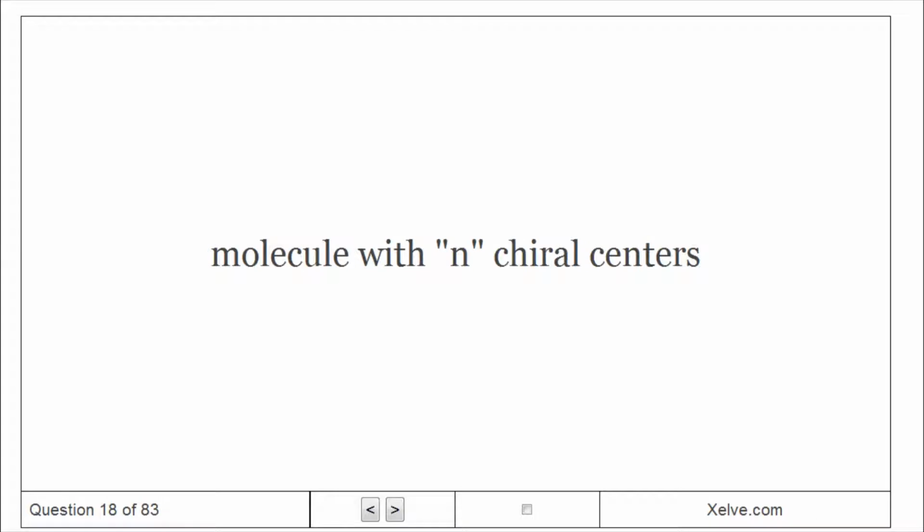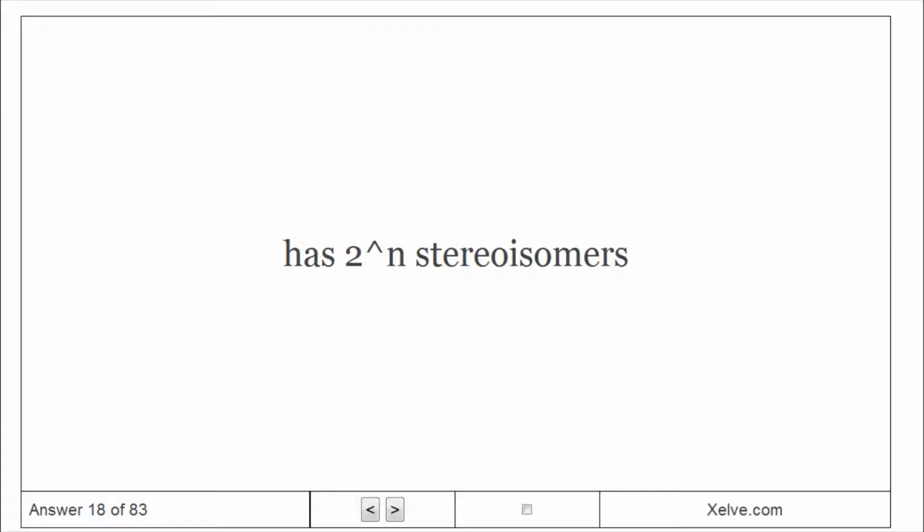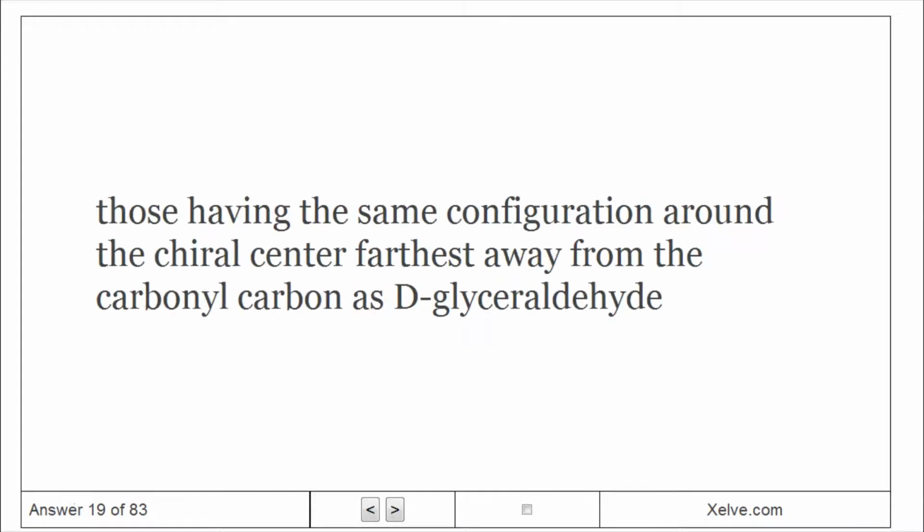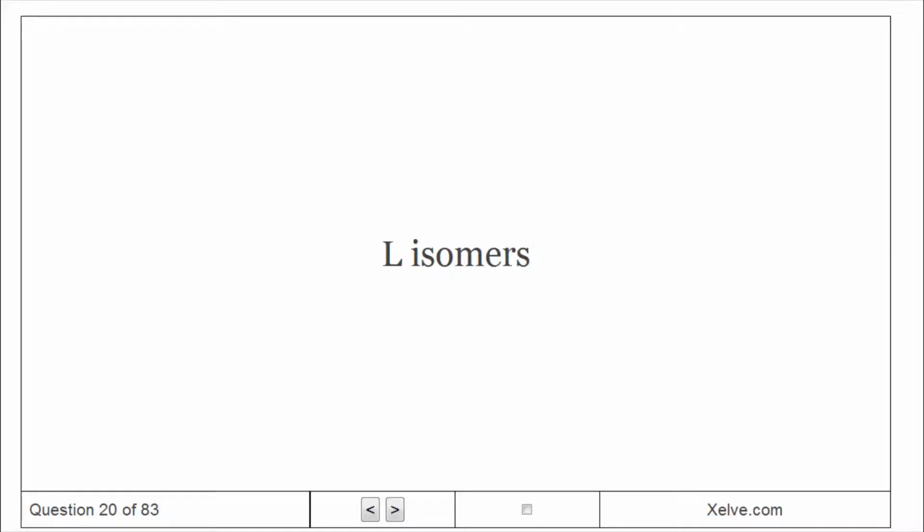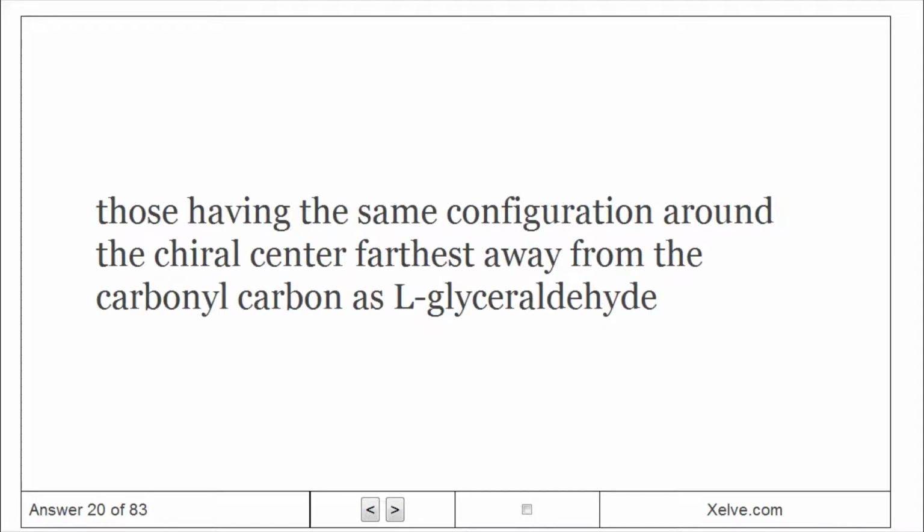A molecule with n chiral centers has 2^n stereoisomers. D-isomers are those having the same configuration around the chiral center farthest away from the carbonyl carbon as D-glyceraldehyde. L-isomers are those having the same configuration around the chiral center farthest away from the carbonyl carbon as L-glyceraldehyde.